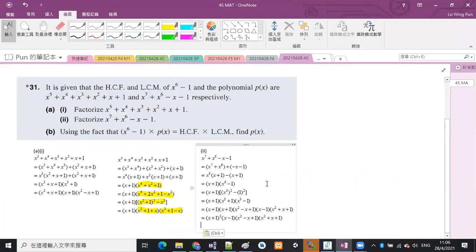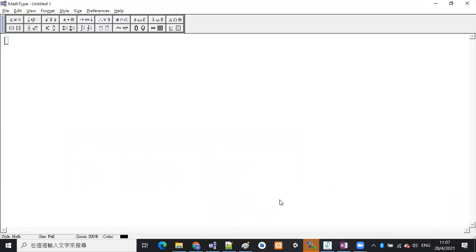Is it okay? And then part B, using the fact that the product of two polynomials is equal to the product of their HCF and LCM, find the polynomial P(x). So this will be easy because everything is already prepared. Is it? No, not yet. Because we have x^6 minus 1, so we have to factorize x^6 minus 1 first. But x^6 minus 1 was actually factorized before.